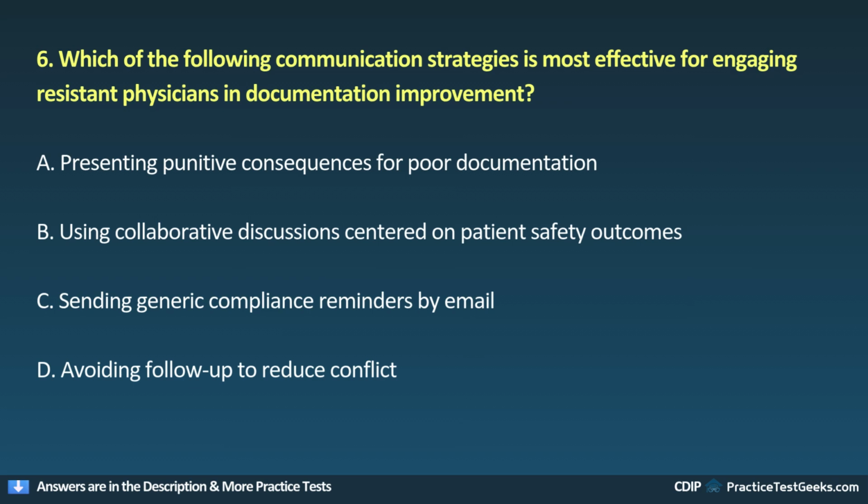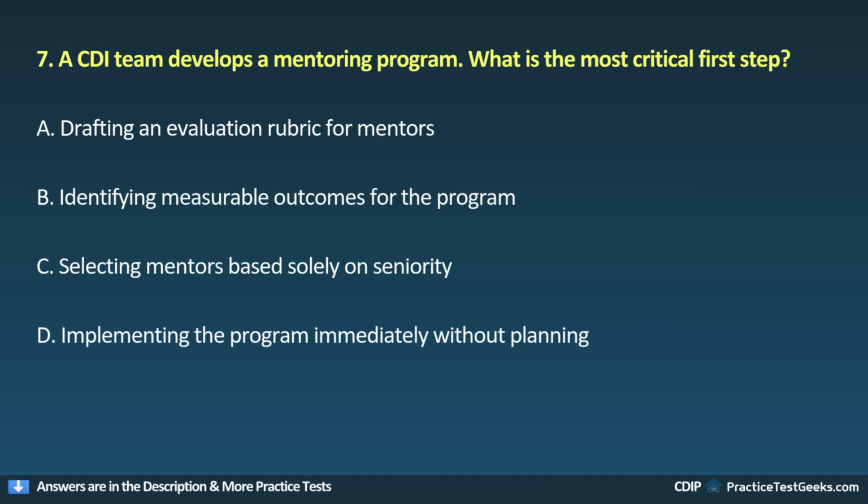6. Which of the following communication strategies is most effective for engaging resistant physicians in documentation improvement? A. Presenting punitive consequences for poor documentation. B. Using collaborative discussions centered on patient safety outcomes. C. Sending generic compliance reminders by email. D. Avoiding follow-up to reduce conflict.